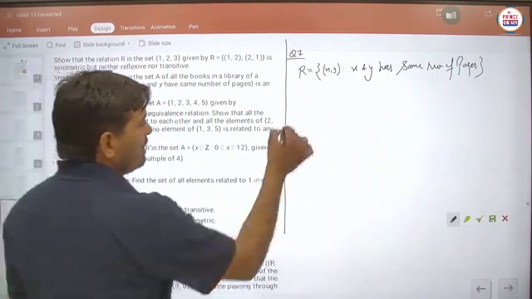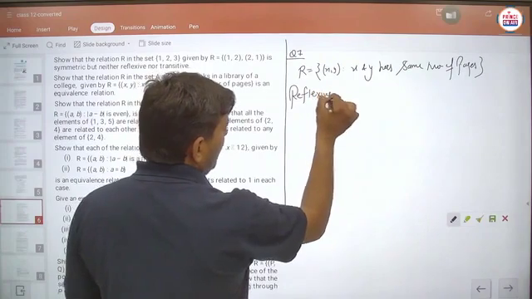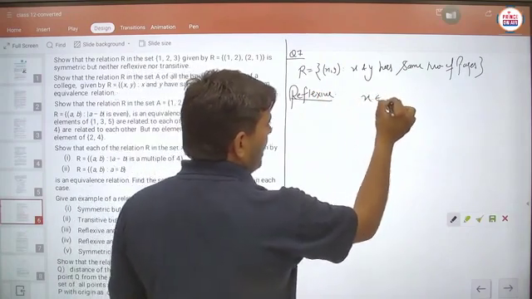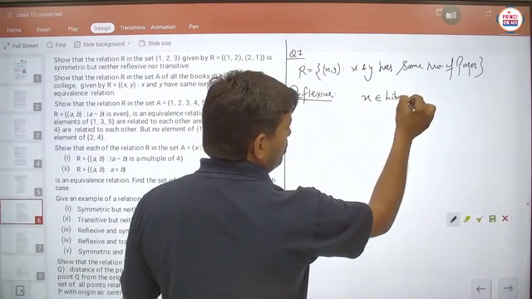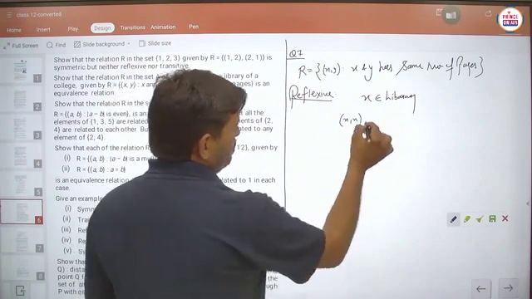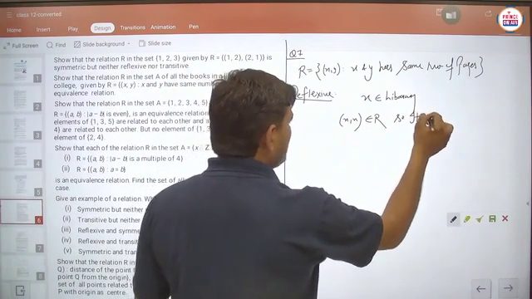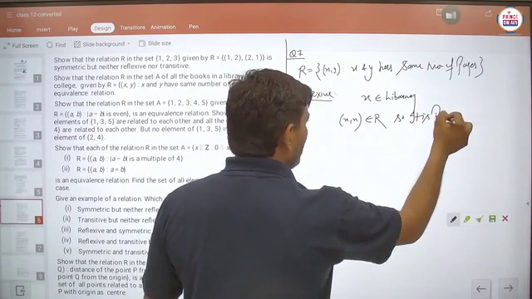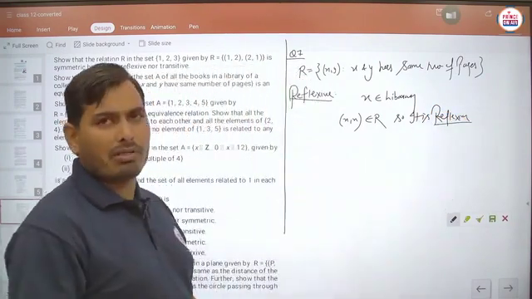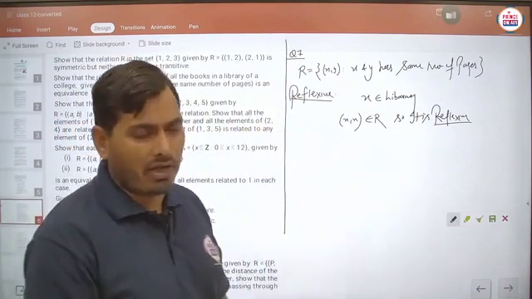So basically, students, first of all we will check for the reflexive nature. Reflexive means we take only one book belonging to the library of the college. Now X, X means the same book is there, so definitely it belongs to R. So it is reflexive because both the books are the same, so definitely they have the same number of pages. No problem in checking the reflexive nature.